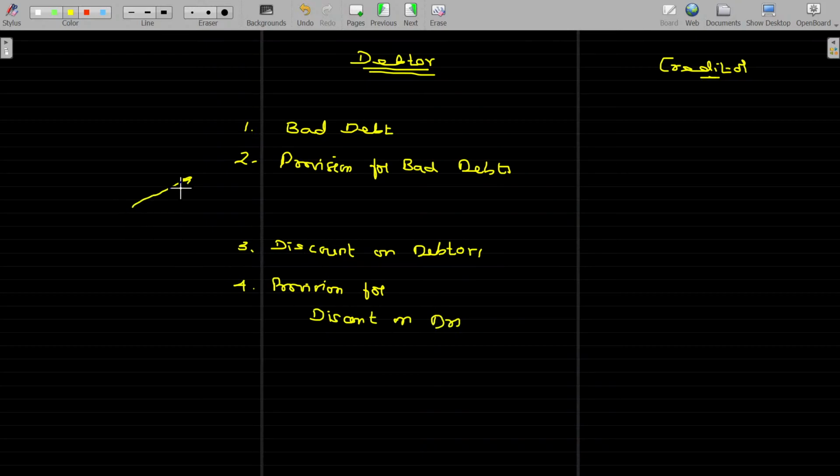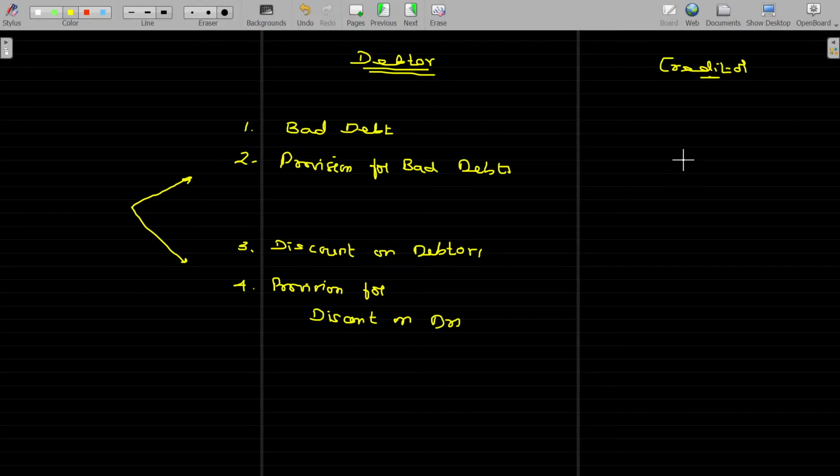Both are almost the same, like the treatment seems to be the same. Like bad debt, I don't get the money. Discount, again I don't get the money. But slight difference is there. In case of bad debt, I don't get the money because my debtor is insolvent. In case of discount on debtors, I don't get the money because I have a long-standing relationship and do lots of business with him. In order to honor the relationship as well as the business, I offer him some discount, which is called discount on debtors. Ultimately, the treatments will be the same.